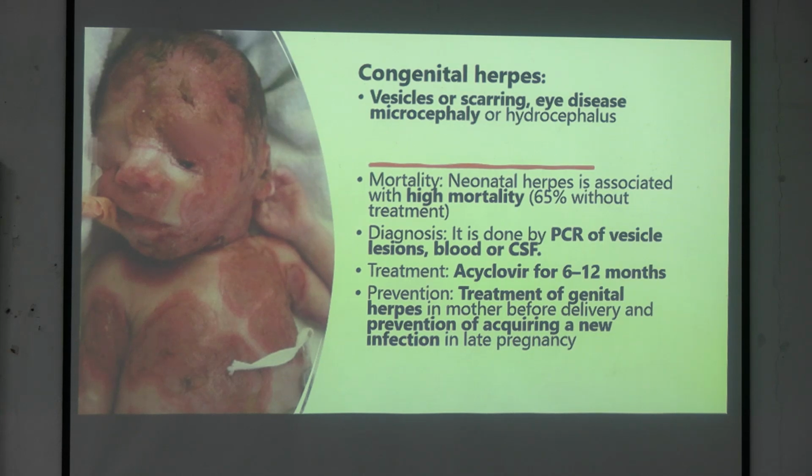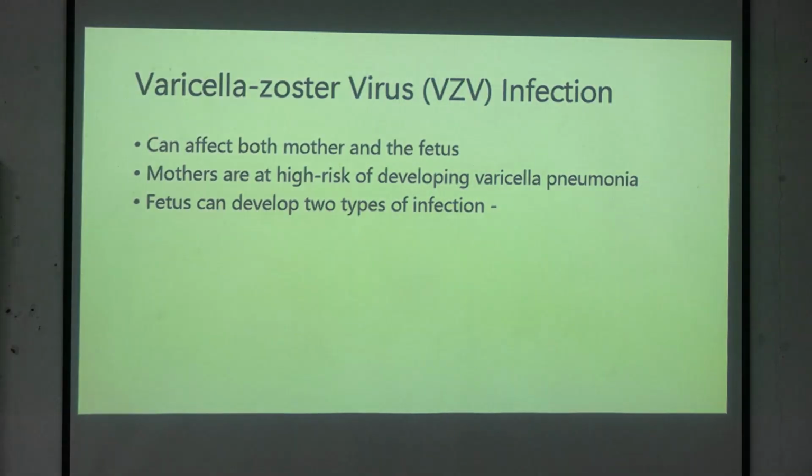PCR kore from the vesicles you can detect the virus HSV2. You have to treat the patient with acyclovir for 6 to 12 months. But on the note, you have to see that the mortality of congenital herpes is very high. So we have to prevent, or we have to treat, the genital herpes of a pregnant mother before she goes to the delivery period or before she progresses with the pregnancy. So it needs to be treated.